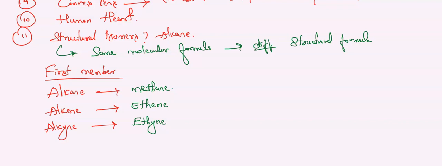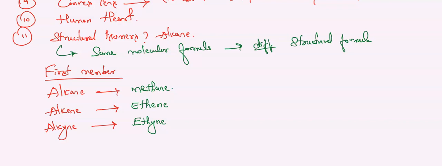What are structural isomers? Compounds having the same molecular formula but different structures are called structural isomers. What is isomerism? Compounds having the same molecular formula but different structural formula. This process is known as isomerism.